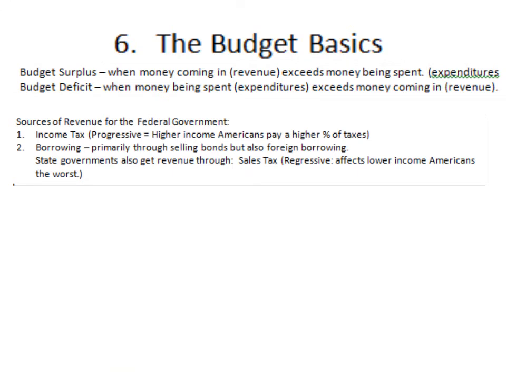In terms of bringing money in, or revenue, the most popular way the government does this is through the federal income tax. The federal income tax is a progressive tax because the more money an American makes, the more they're going to pay in their taxes each year.